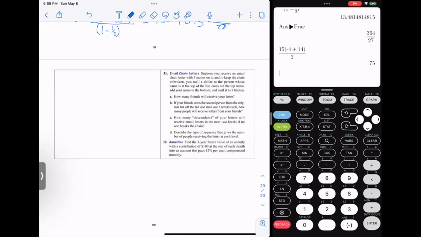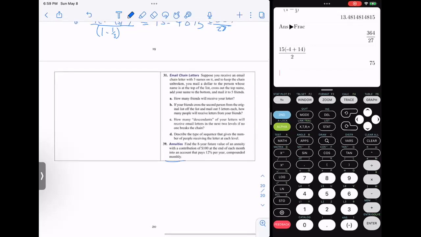Request for number 39. Number 39, I knew it. Annuities. Okay. Oh, and what chapters will the exam be over? The final, I believe, should be over, what, 6 to 8? Yes, that's my understanding. Yes.